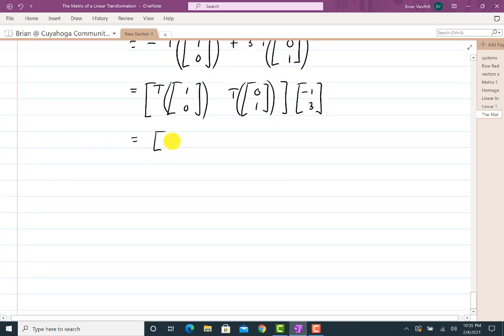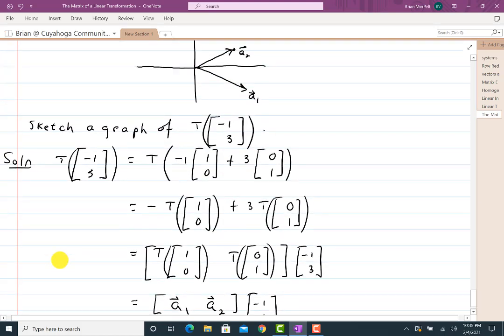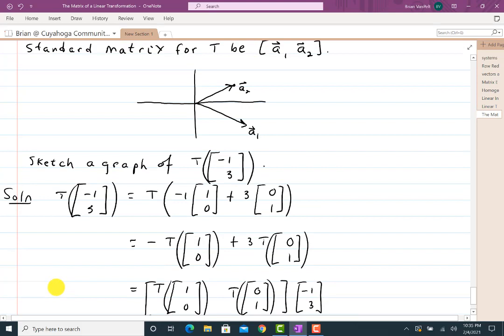And so this is [A1, A2] times (-1, 3). And the way we multiply this out is that we have -A1. I'm sort of being redundant, but 3A2. So let's go ahead and get a picture. What I'm going to do is copy that picture down below, and then we'll work on it.